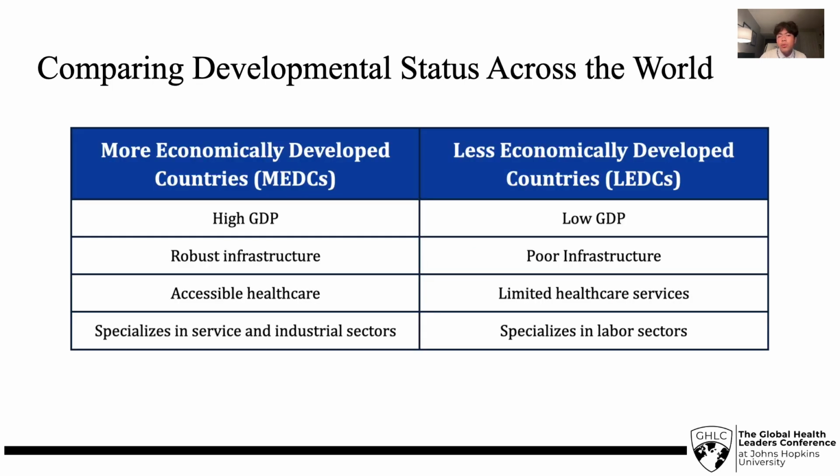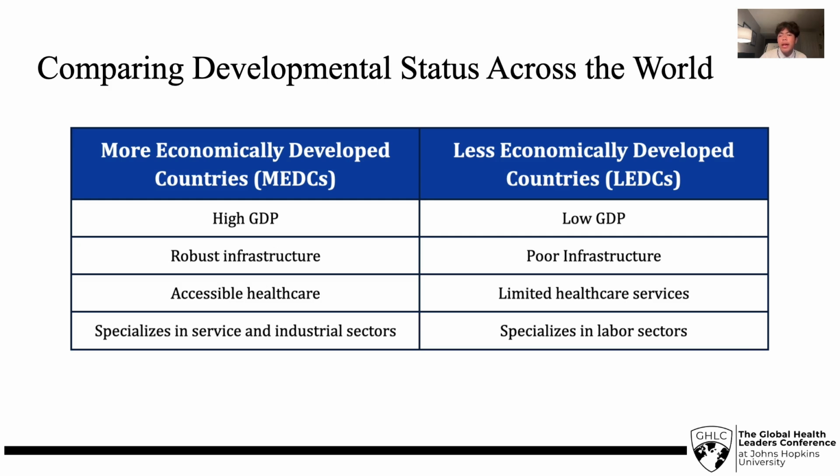Let's start by looking at two categories often used in global development: more economically developed countries, MEDCs, and less economically developed countries, LEDCs. MEDCs typically have higher GDP per capita, strong infrastructure, accessible healthcare, and industrialized economies. LEDCs often face underdeveloped infrastructure, limited healthcare, and labor-based workforces. These structural factors directly impact health.